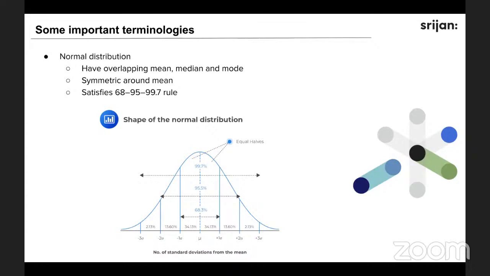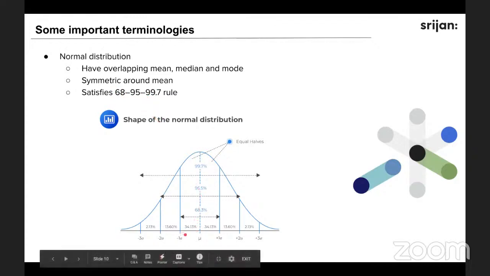Another beautiful characteristic of a normal distribution is that it satisfies this particular rule. The numbers you are seeing here, where do they come from? This is the standard deviation: one standard deviation, two standard deviations, and three standard deviations from the mean. The rule says that when we go one standard deviation left or right from the mean in a normal distribution, we will have 68.3% of our data set lying here.